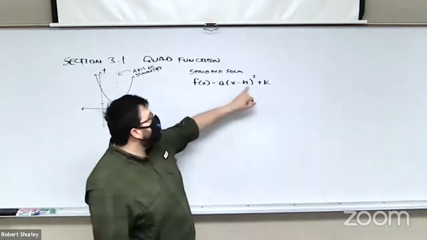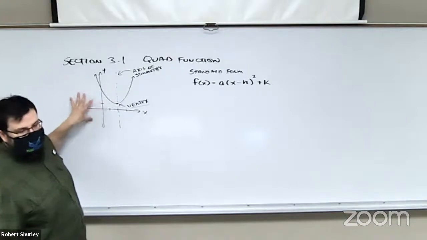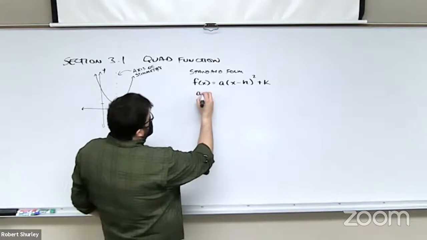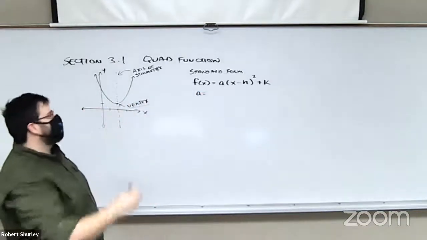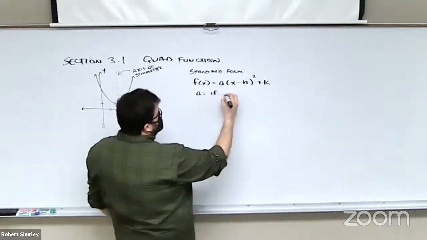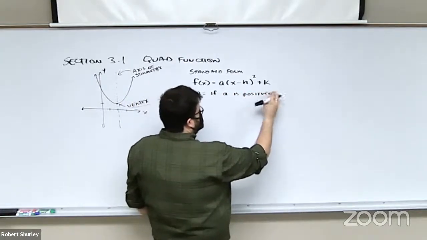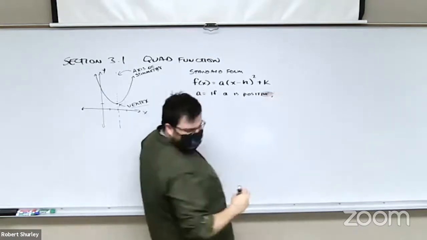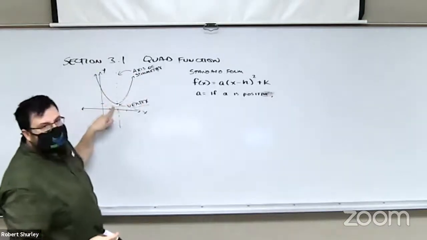Now, each one of these letters is going to tell us something about this graph. The a actually tells us if it's pointed up, if it's smiling, or if it's frowning. So I'm going to write this out. If a is positive, it turns out it makes the vertex a minimum.